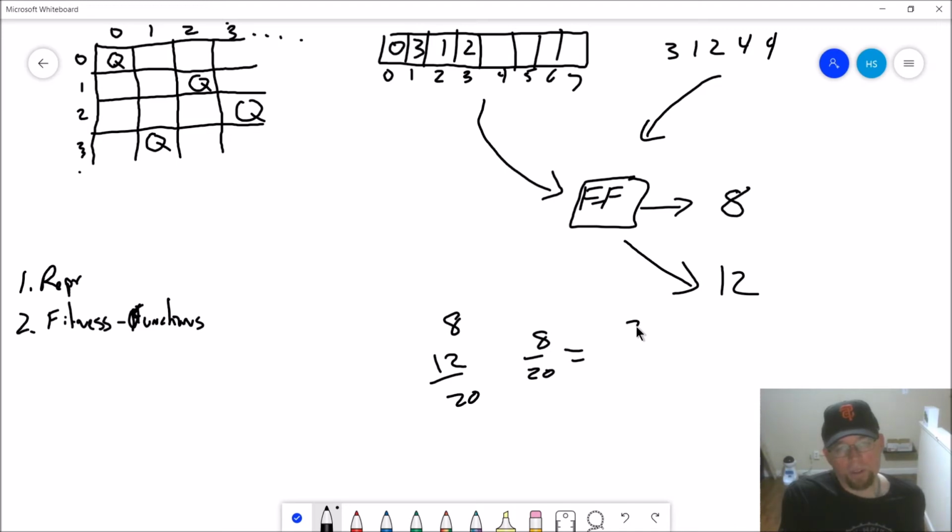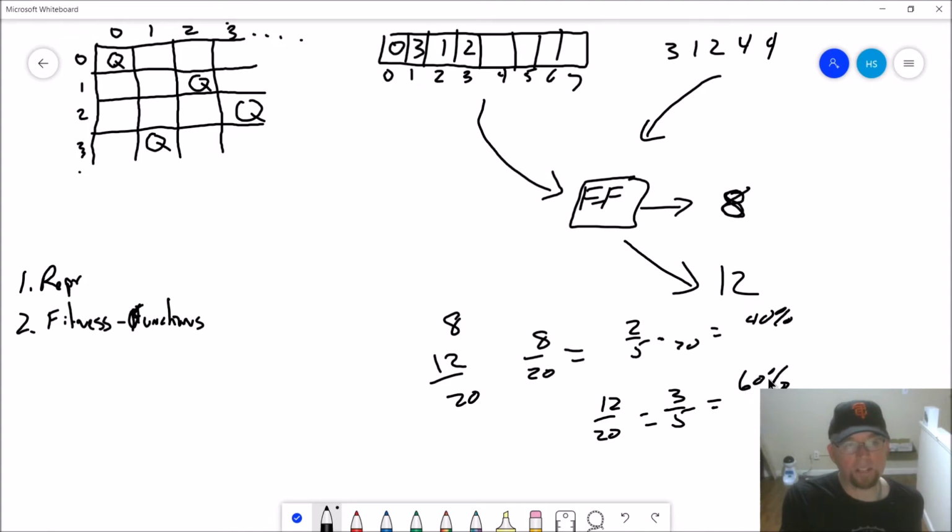Divide both of those by 4, that's 2/5, right? So 2/5 is what, times 20 here, that's 40%. Is that right? No, I don't think that's right. No, that's right, 40%, right? So there'd be a 40% chance that the state that has a fitness value of 8 would be chosen to reproduce, right? And then the guy that's 12/20, right? Divide both of those by 4. Well, that's 3/5. Okay, so there'd be a 60% chance that the state with a fitness value of 12 would be chosen. Okay, so that's the idea there.